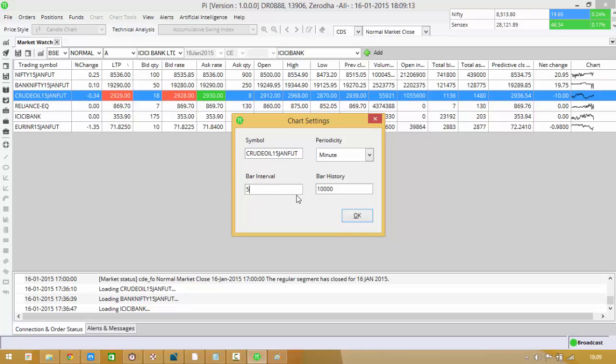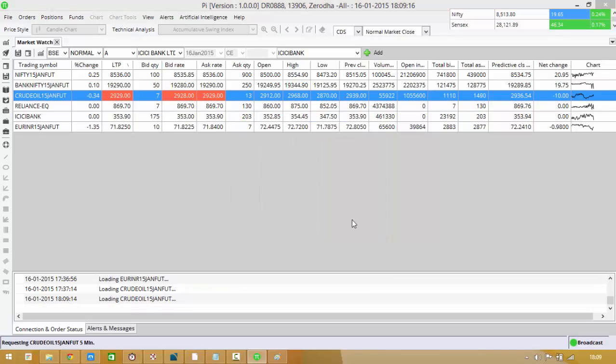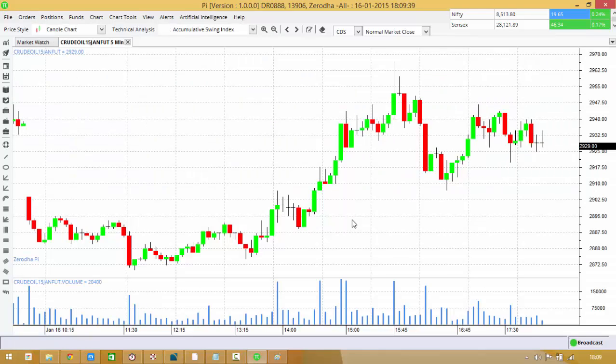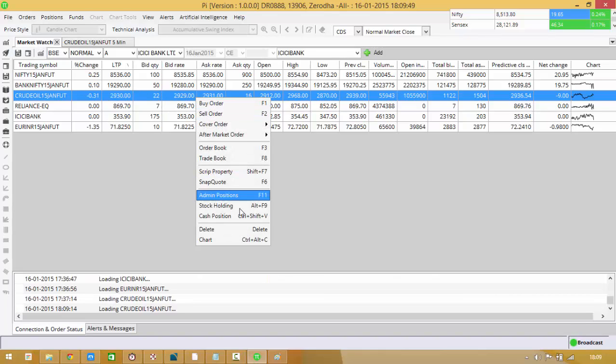I've chosen a 5-minute time frame with 10,000 candles. Let it load. After the 5-minute chart is loaded, quite often most trading platforms give you an option within the chart to change the time frame. Like, you would have some information here where you can change the 5-minute chart to a 2-minute chart. But with Pi, we've done a little bit of a different logic for this, and I'll explain why.